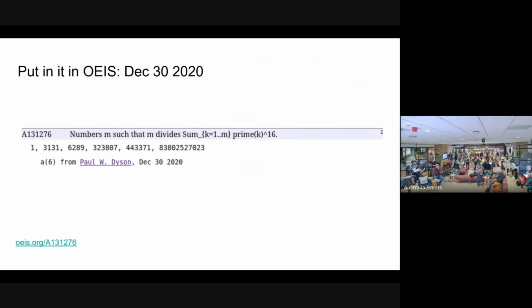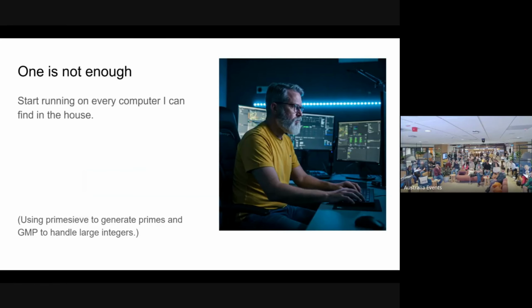So here I am. I put it in the OEIS, December 30, 2020. I'm doing this in the holidays here. And I get in the OEIS. But I mean, if I just put one in, what about all the others? Surely I can get the record for all the other numbers as well.